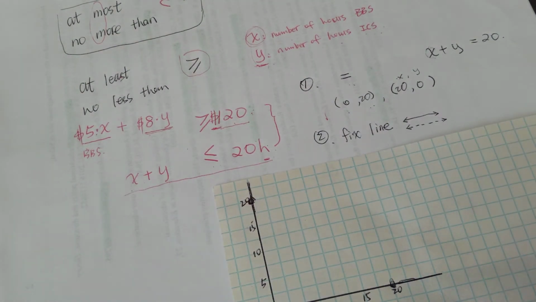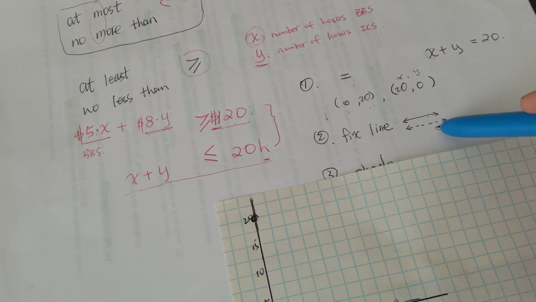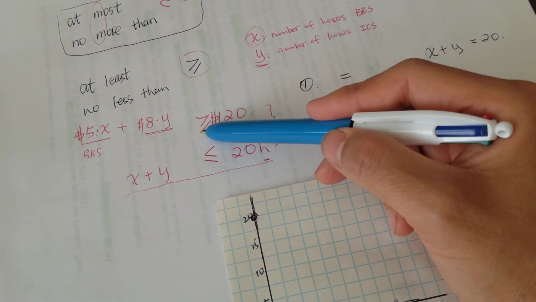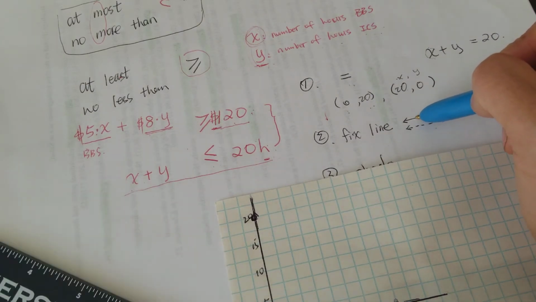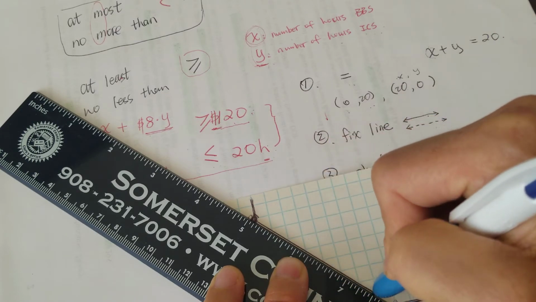Now let's see, fix the line. Do I use a solid line or a dotted line? You do have the equal sign here, therefore we need to use the real line. Now connect those 2 points with a solid line.